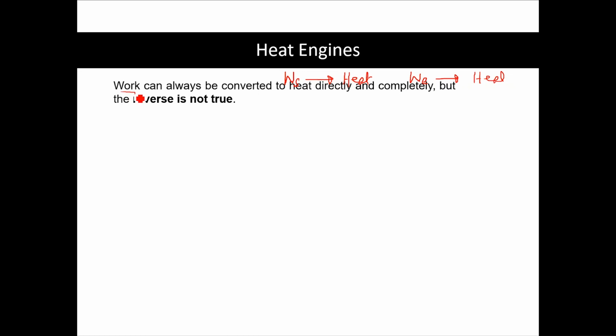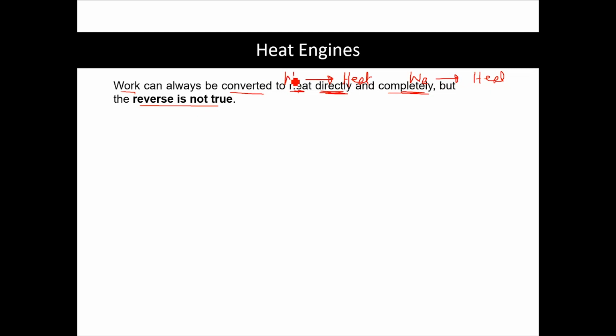Now moving on towards heat engines. In all the three examples that we have seen today, or the two examples that are associated with the shaft work, you had a shaft which was used to generate heat within a system, and then you had an electrical wire that was there to generate heat again. This suggests that work can always be converted to heat directly and completely, but the reverse is not true.